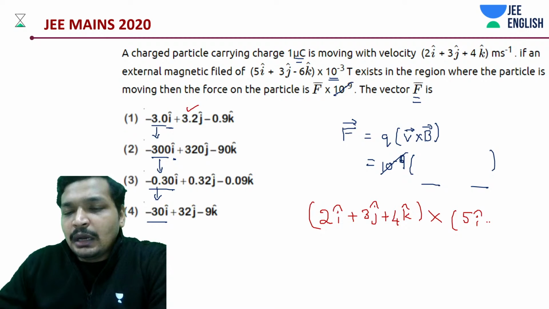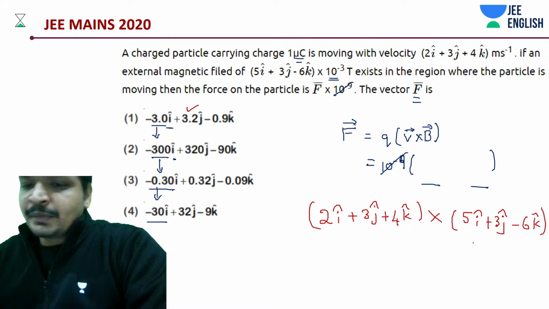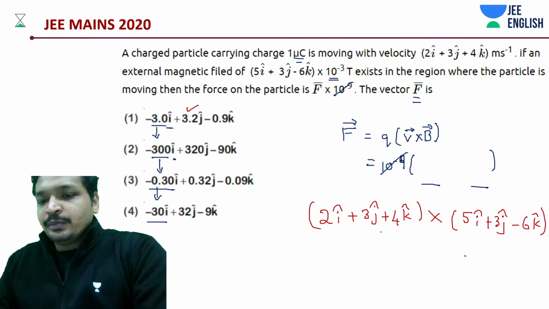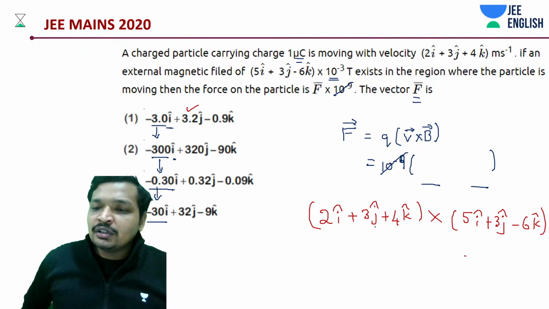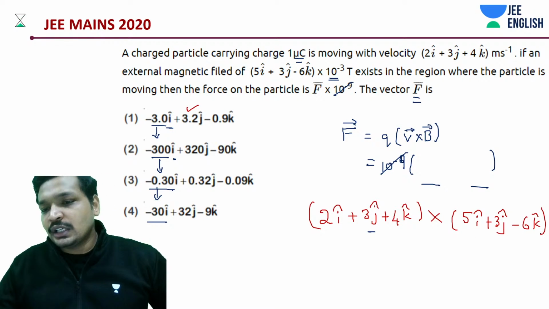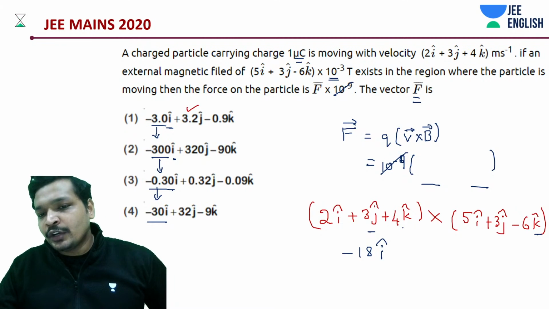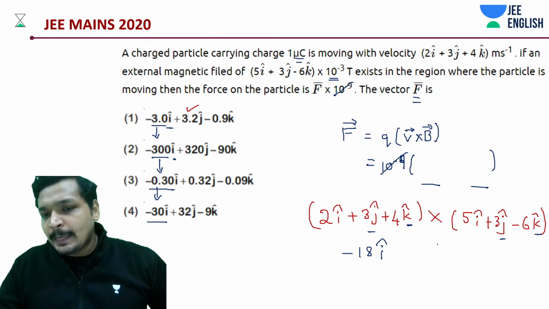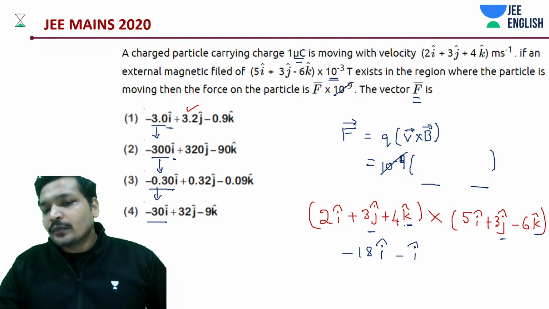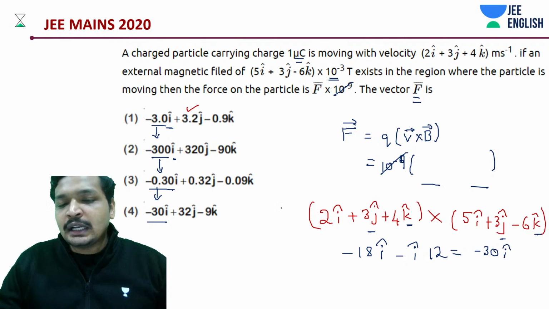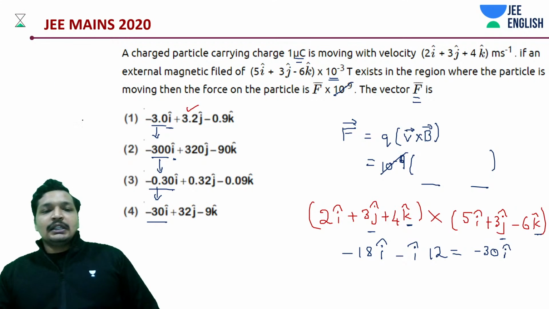5i cap plus 3j cap minus 6k cap. Now comes the thing. What do we need? The i cap is what we need. So it should be something to do with j cross k. Just focus on this j cross k. How much is that? i. And 3 into 6, minus 18. And what do we have? k cross j, minus i. And 4 into 3, 12. So 30. We haven't done the total calculation, but the answer should be minus 30 i cap.